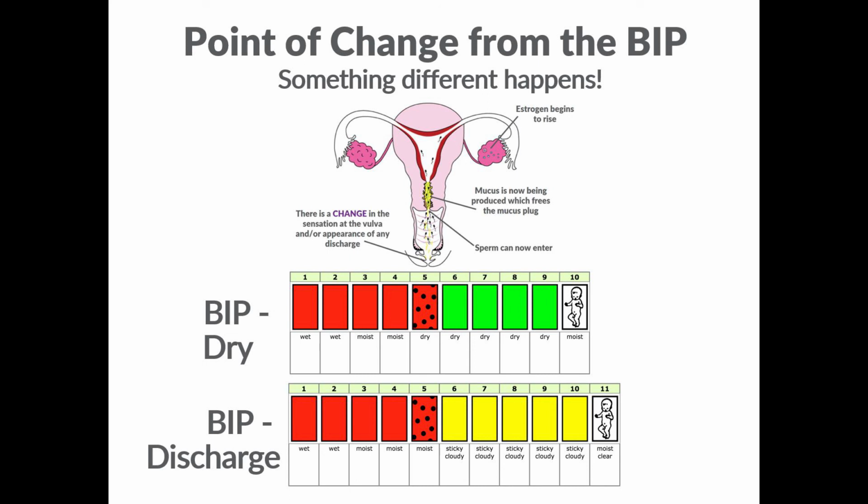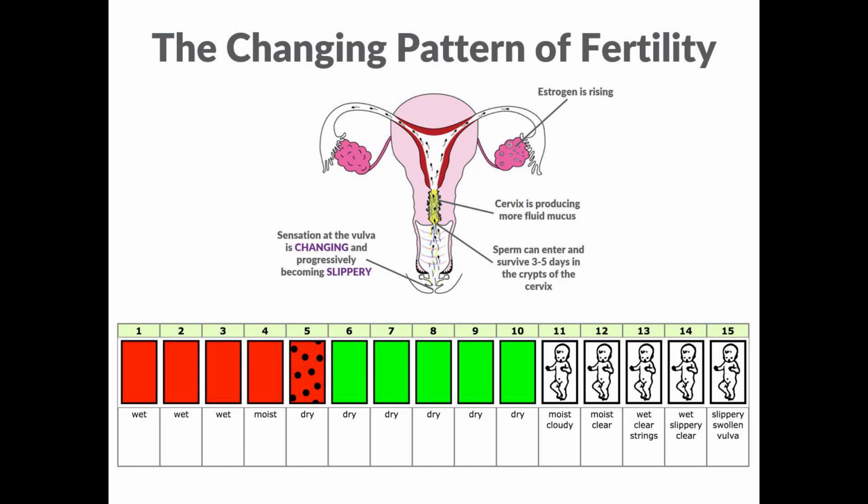It is potential fertility. Now at this point, what we like to see is a good changing pattern of fertility. We want you to get a little bit more wet each day, working up toward slippery. And so in this case, you can see she went from moist cloudy to moist clear to wet clear strings to wet slippery clear and then slippery, and she noted the swollen vulva on day 15.